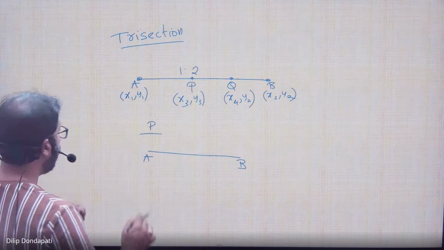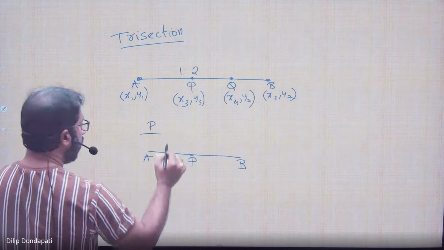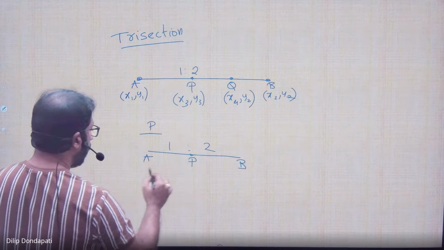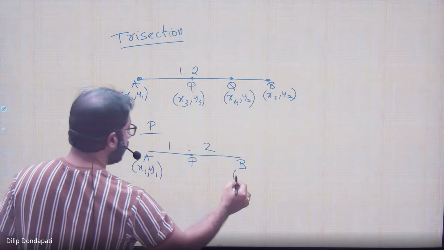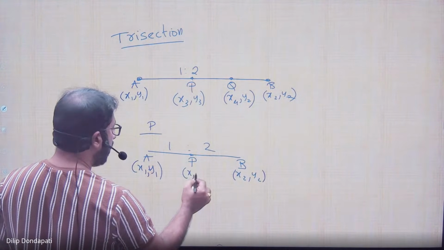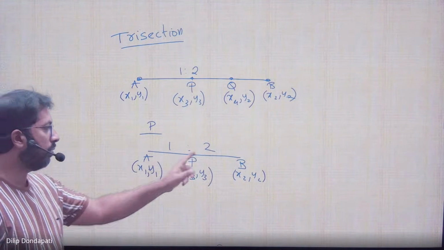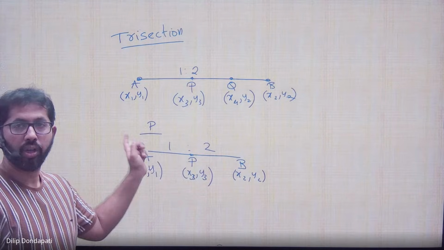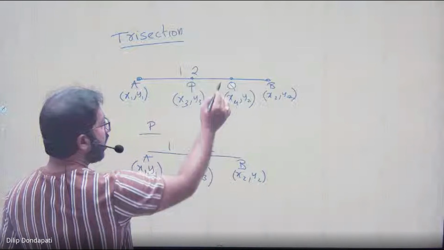Okay. So A, B and P, and dividing the ratio is 1:2. So this is x1, y1 and this is x2, y2. And P value will be x3, y3. We can find by using the section formula, right? Because you know the ratio, you know this formula, you can find x comma y is equal to mx2 plus nx1 by m plus n. Okay. Similarly, Q का कैसा आएगा?